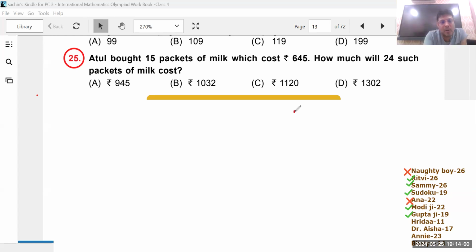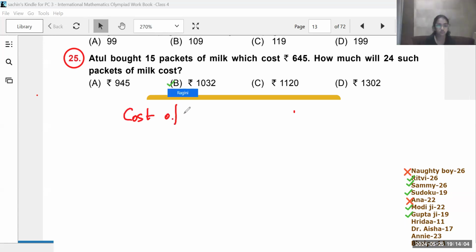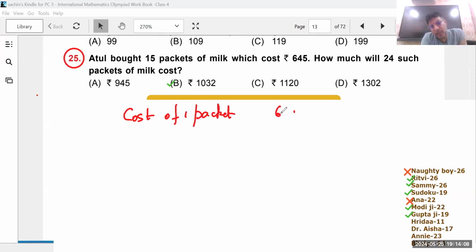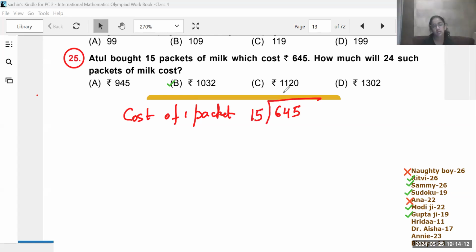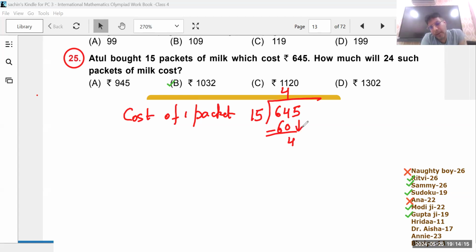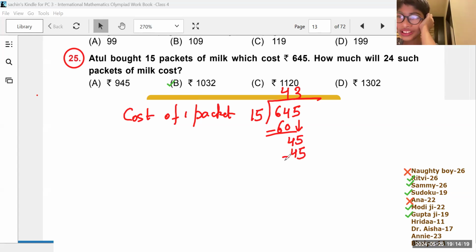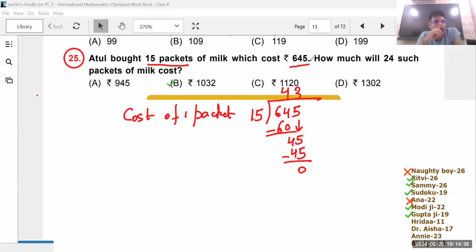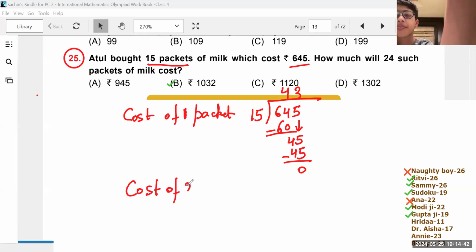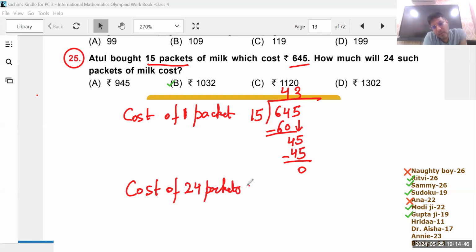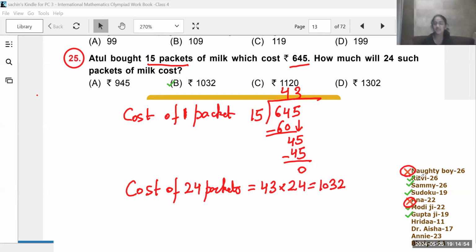So first I have to find the cost of one packet. So it will be 645 divided by 15. So 15 fours are 60. Rida, did you find the cost of one packet? Yes, sir. What did you get? Sir, I did something else. Beta, see, the cost of 15 packets is given. First we find the cost of one packet. This method is also called the unitary method because we find the cost of one packet. Then I find the cost of 24 packets, 43 multiplied by 24 to get 1032. So Anna, naughty boy, what mistake happened guys?